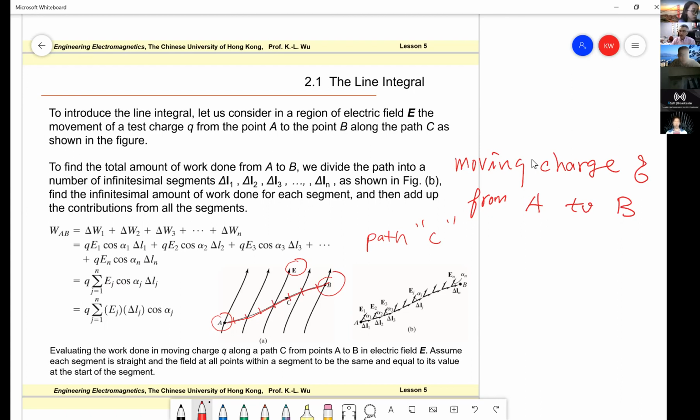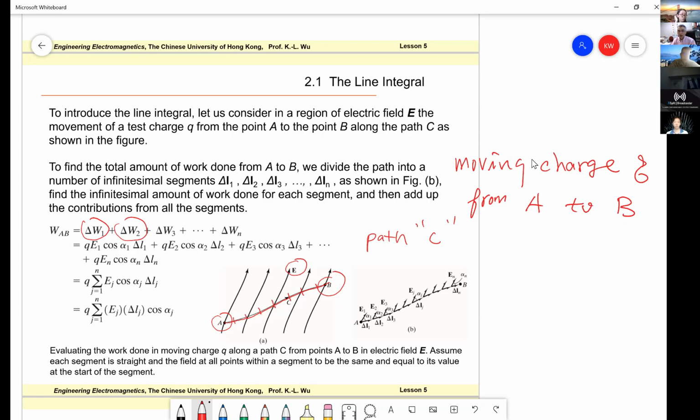So the work done in the first section, I call delta work. This delta work in section 1, I call delta W1. The differential or partial work done in section 2, I call delta W2, and so on.